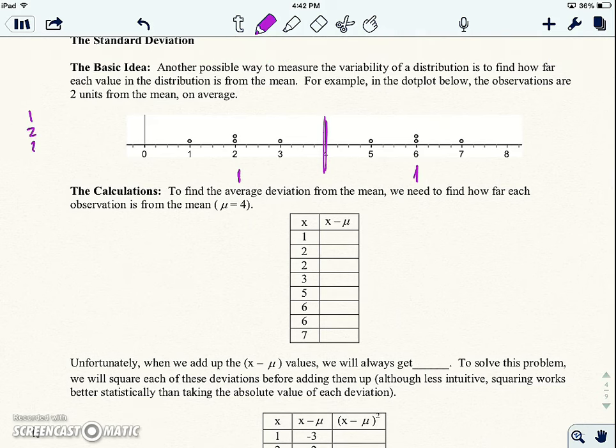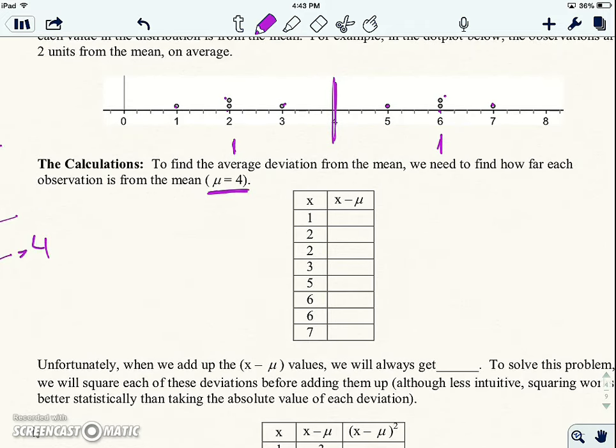So that's how you find the average. 1, 2, 2, 3, 5, 6, 6, 7. Add them up, you'd get your total, and then you divide by 1, 2, 3, 4, 5, 6, 7, 8 numbers. And that would give you 4. And the reason it's mu here is because this is all the data of the whole population. Anyway, we then take each number and subtract it from 4. So 1 minus 4 is negative 3, negative 2, negative 2, negative 1, 1, 2, 2, and 3.